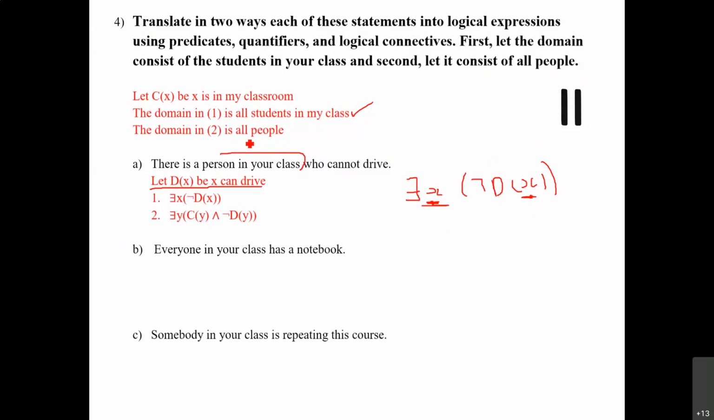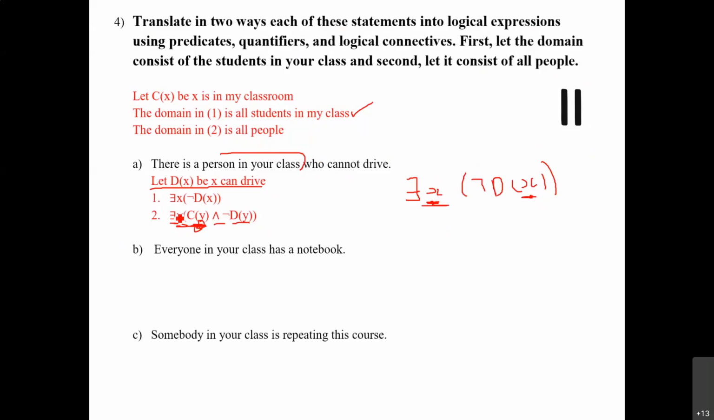In the other domain, if it's all people, then there exists a person. This person is in your classroom. So C of Y, this person, we just said he is in your classroom, and he cannot drive. The difference between part 1 and part 2 is that in part 2, you'd have to specify that this person is actually in my classroom.